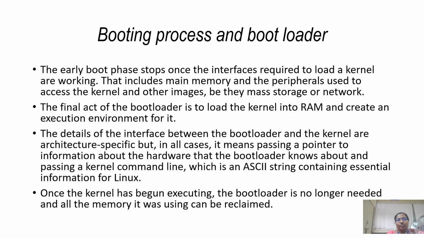The early boot phase stops once the interfaces required to load a kernel are working. That includes main memory and the peripherals used to access the kernel and other images. The final act of the bootloader is to load the kernel into RAM and create an execution environment for it. The details of the interface between the bootloader and the kernel are architecture specific, but in all cases it involves passing a pointer to information about the hardware that the bootloader knows about, and passing a kernel command line, which is an ASCII string containing essential information for Linux.